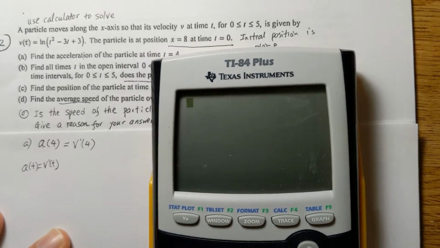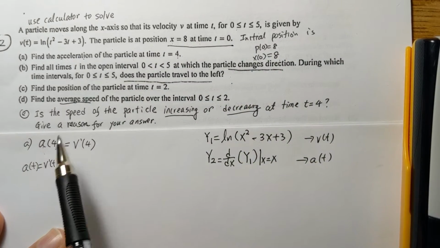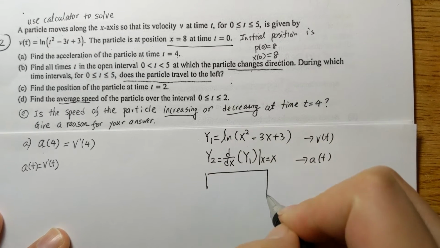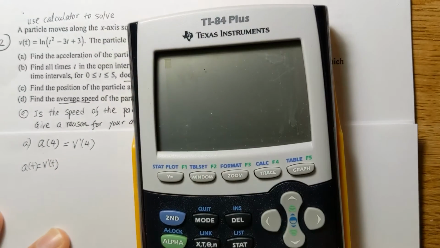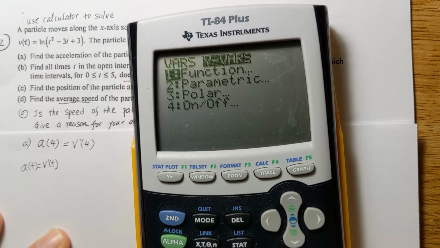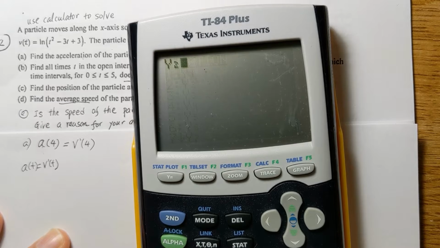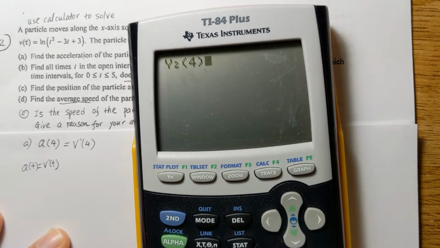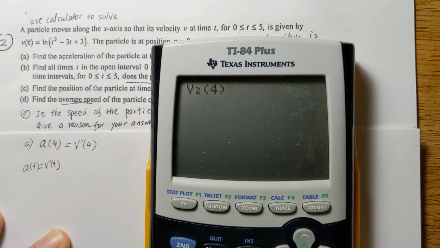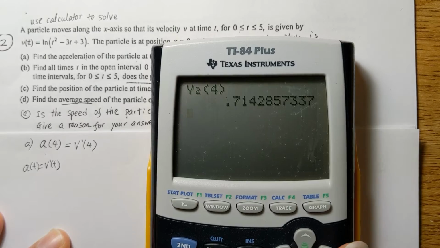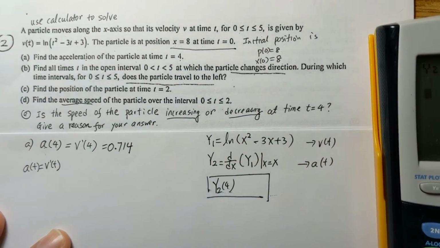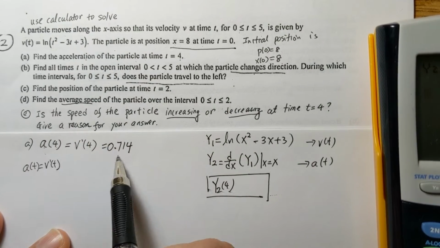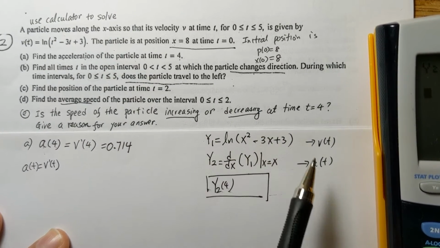Now we are going to calculate a of 4. In our main screen, we're going to do y2 of 4. We go to vars, y vars, and then we press 2, and then we got y2 of 4. So we got 0.714. This is how much you have to show. This is behind the scenes, you don't need to write.